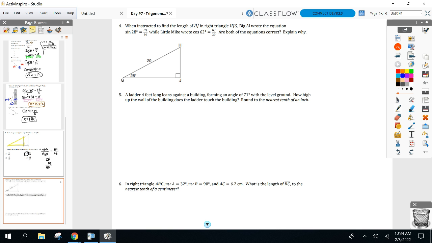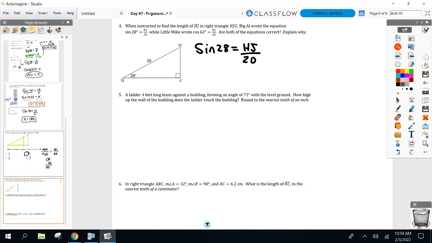Big Al and Little Mike are having an argument again. The brothers are having an argument. They both want to find side HJ. So here's Big Al's solution. He's saying the sine of 28 equals HJ over 20. Is that set up correctly to find HJ?